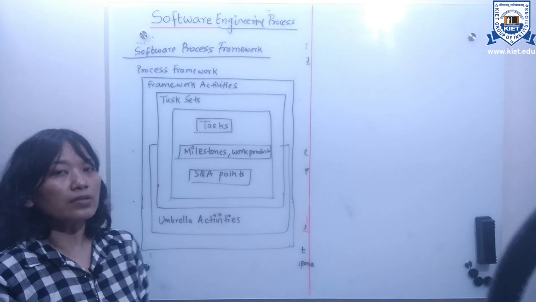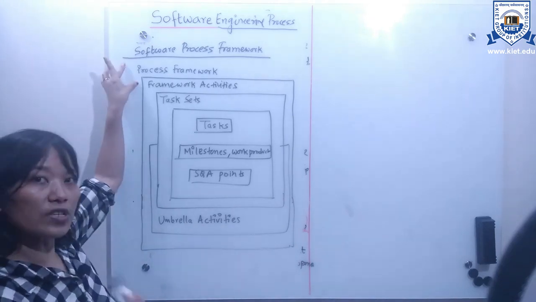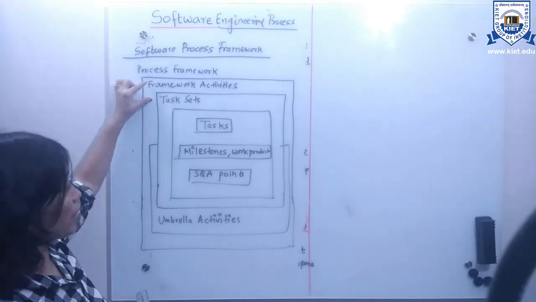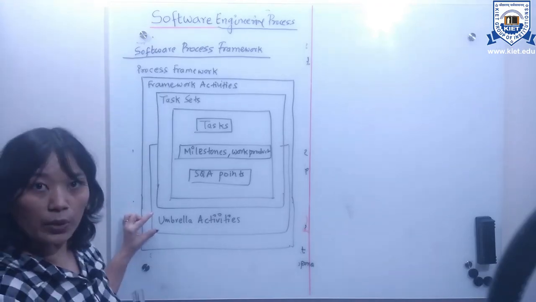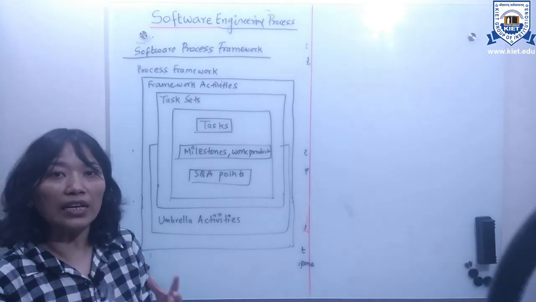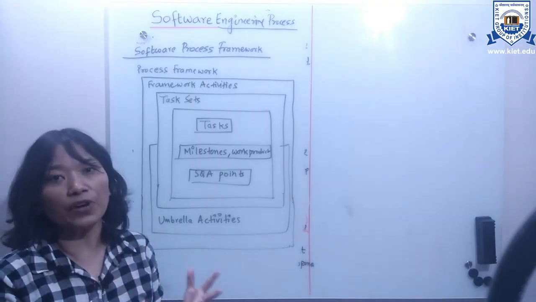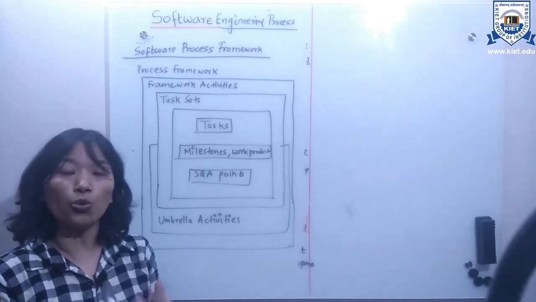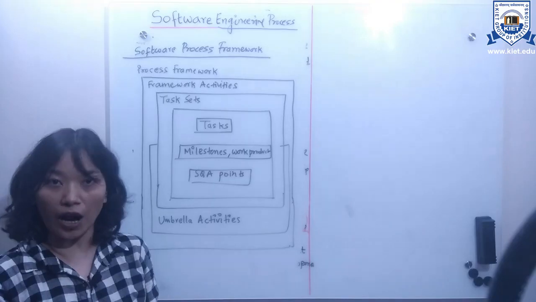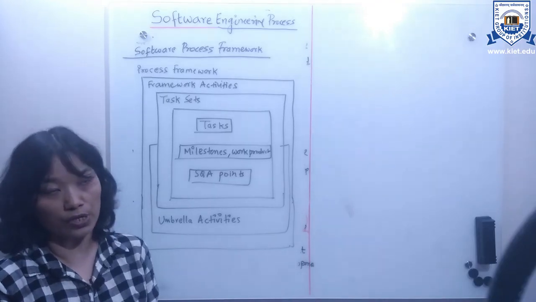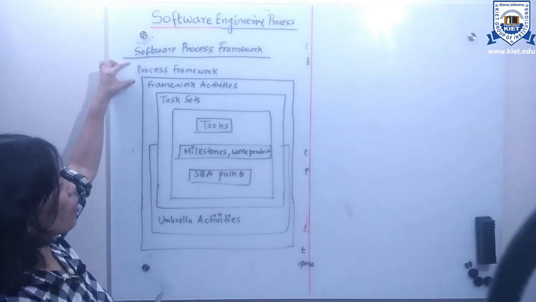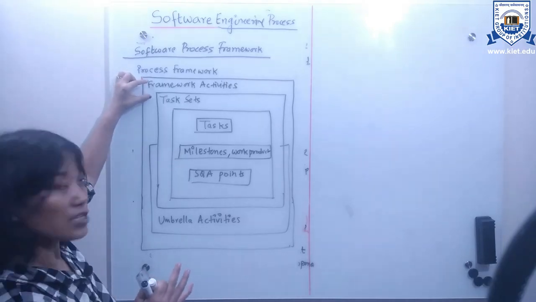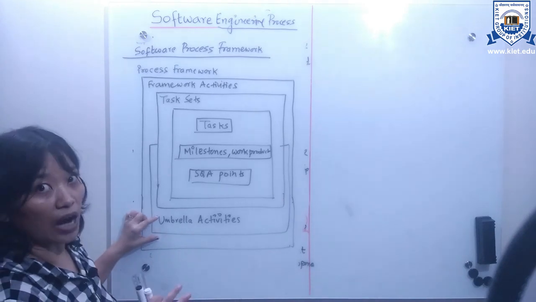So as you can see, the software process framework includes a set of activities, framework activities and umbrella activities, that make any software process framework a complete one. It means it can be applicable to all types of projects, either large projects or small projects. So the process framework includes a set of activities, that is framework activities and umbrella activities.